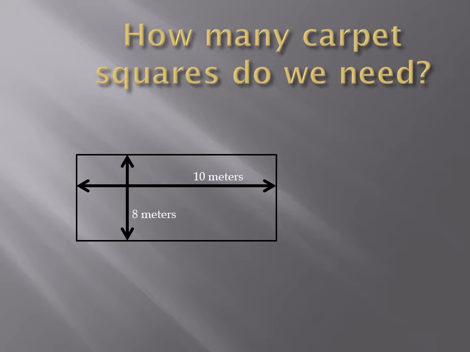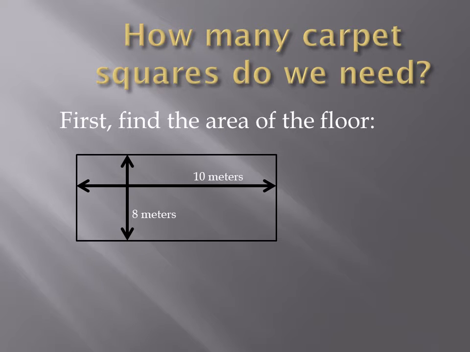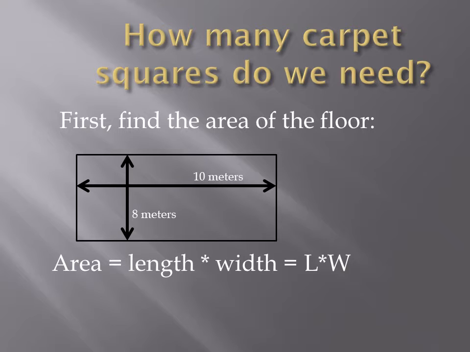Now, how many carpet squares do we need? Well, the first thing we need to do is find the area of the floor. We find area by calculating length times width, and in this case, we're calculating 10 meters times 8 meters, which gives us 80 meters squared. So we know the area of the floor we want to carpet is 80 meters squared.